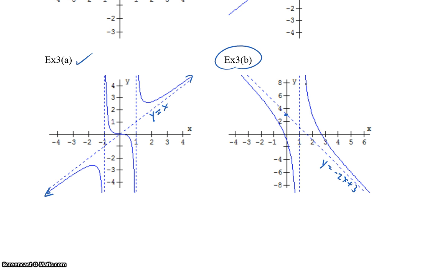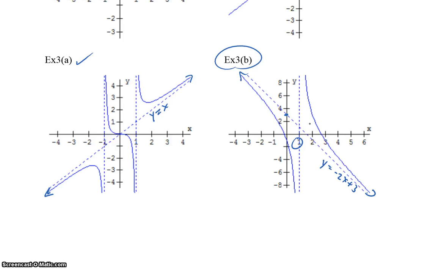You can see that as the graph goes to the left and to the right, it's approaching that slanted line in both directions. Notice also there is a vertical asymptote at x equals 1. I'll go back in a moment and just verify that.